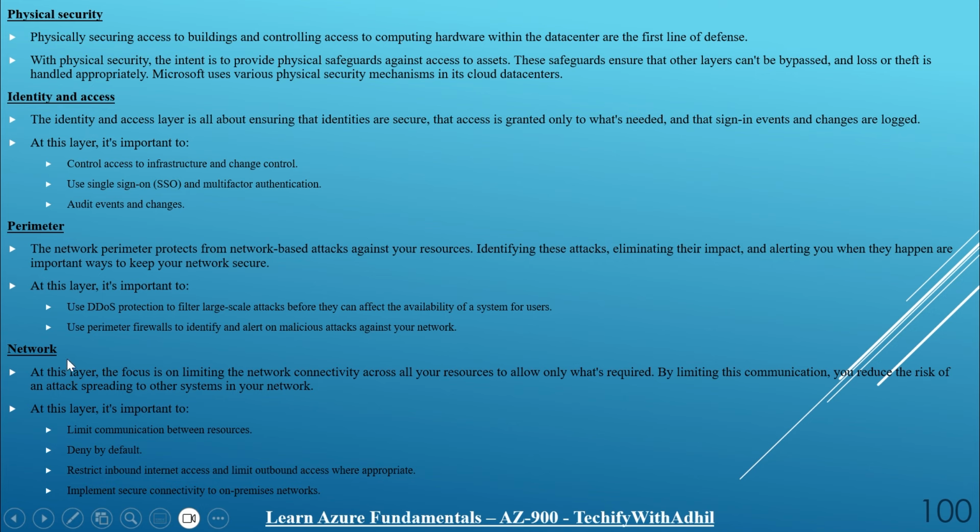Then the network layer. At this layer, the focus is on limiting network connectivity across all your resources to allow only what's required. By limiting the communication, you reduce the risk of an attack spreading to other systems in your network. So at this layer, it's important to limit communication between resources. Unwanted communication should be cut off: deny by default. By default everything will be denied. You will only create rules or permissions for required connections, so that you will be very sure about what you have allowed.